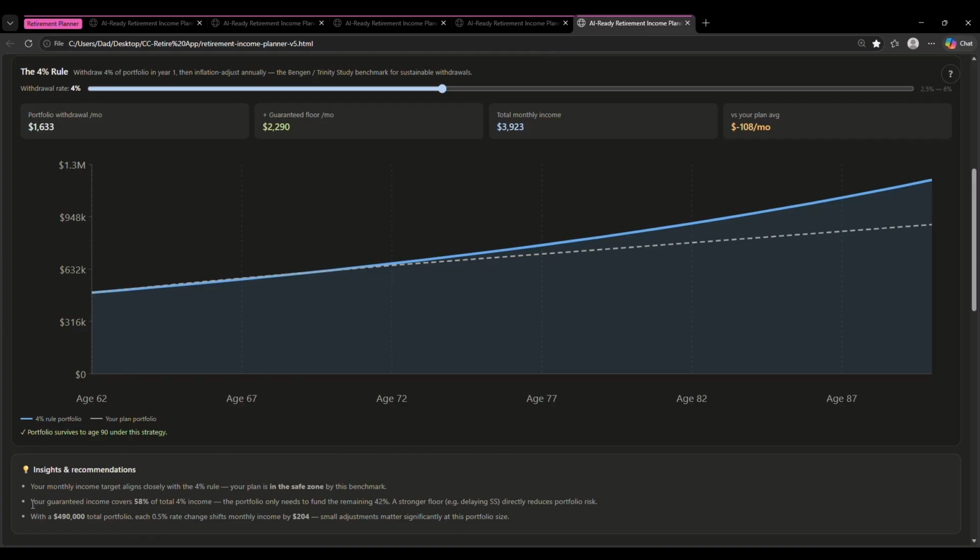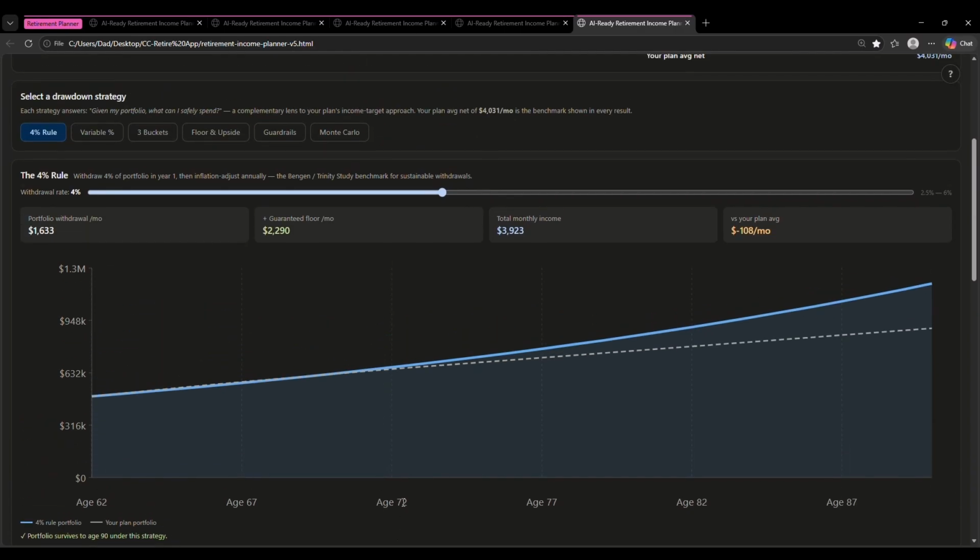And carrying on with this analysis, it says your guaranteed income covers 58% of total 4% income. The portfolio only needs to fund the remaining 42%. A stronger floor, for example delaying Social Security, directly reduces portfolio risk, which is what we did. With a $490,000 total portfolio, each 0.5% rate change shifts monthly income by $204. Small adjustments matter significantly at this portfolio size.